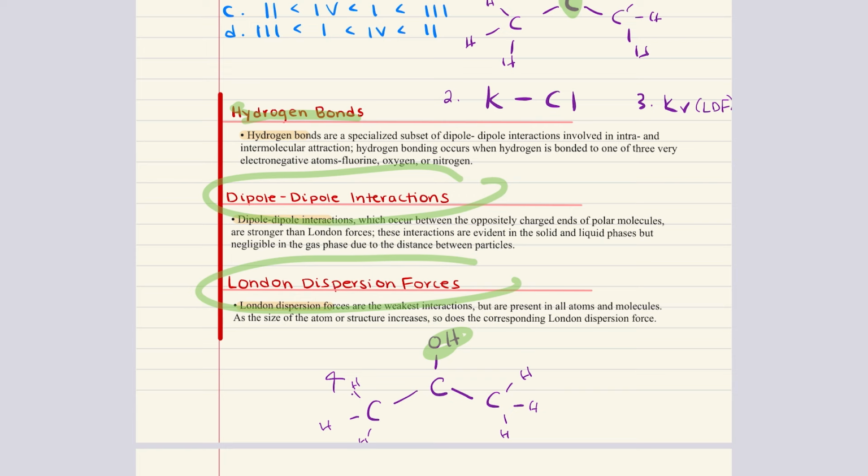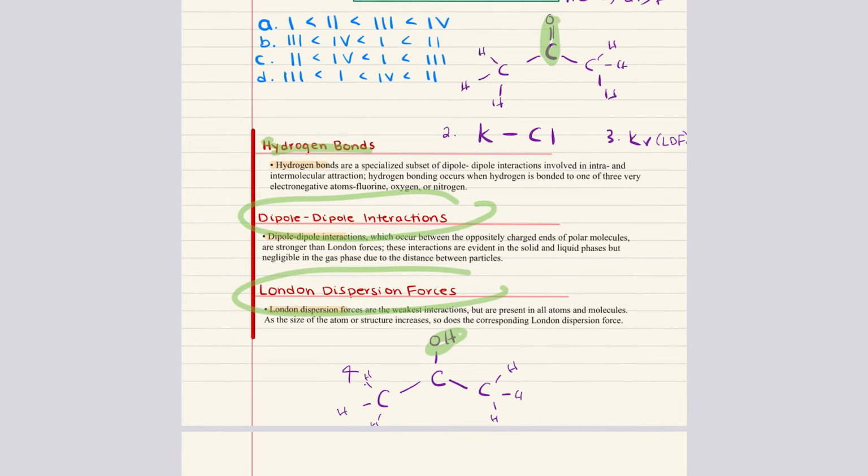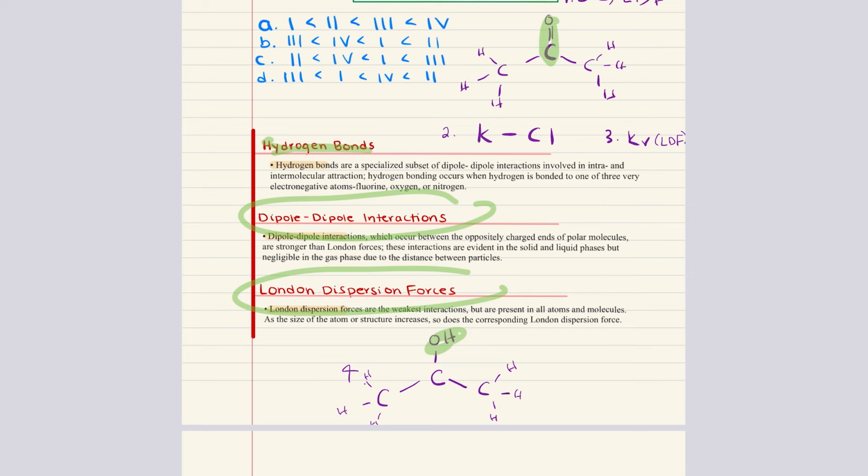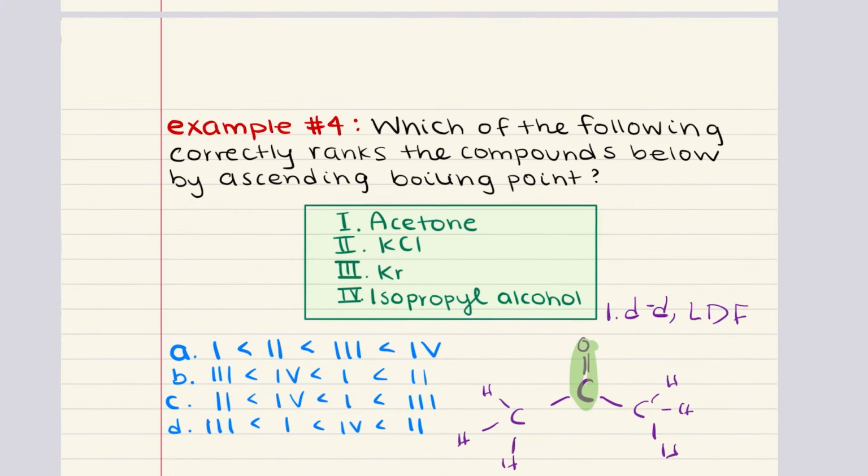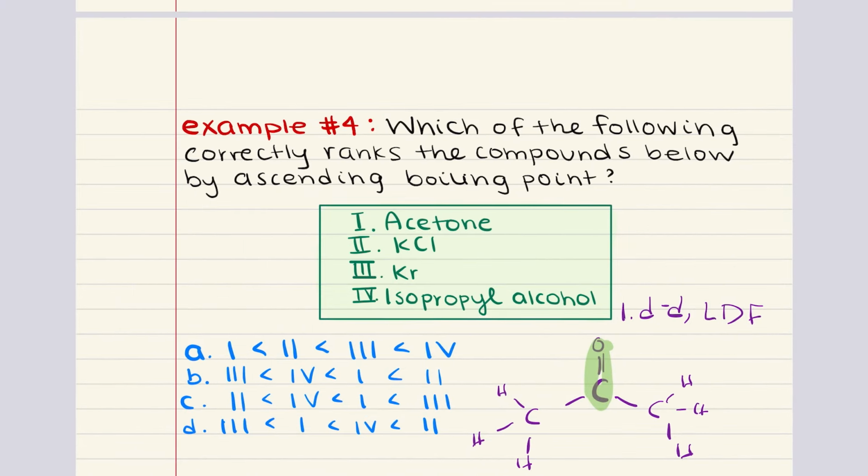compounds like potassium chloride. So based on the analysis of these compounds and their intermolecular forces, we can begin to rank the compounds by boiling point. Remember that the weakest intermolecular forces result in the lowest boiling point, and the strongest forces result in the highest boiling point. And so here is the order by ascending boiling point, from lowest to highest. The lowest boiling point is going to be probably from krypton because it only has London dispersion forces.